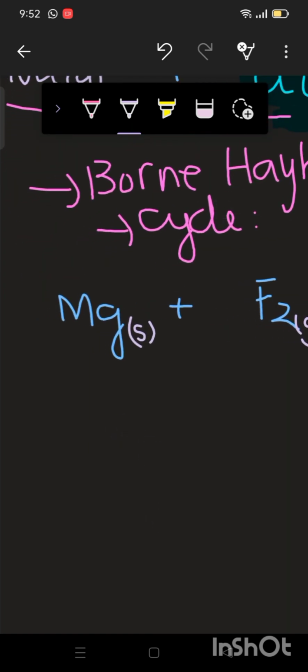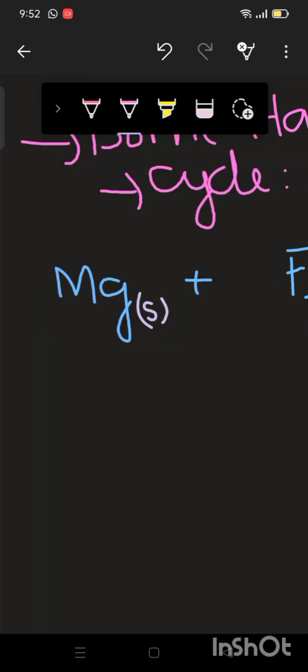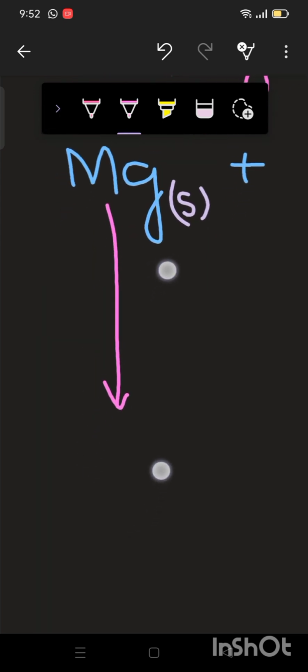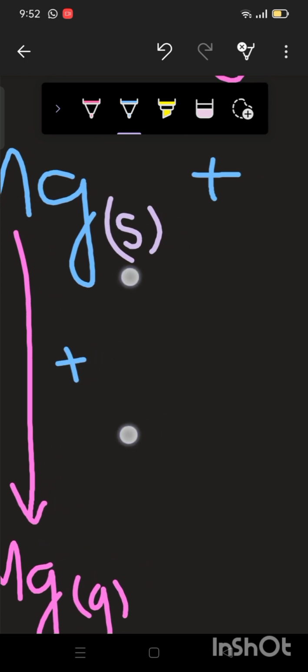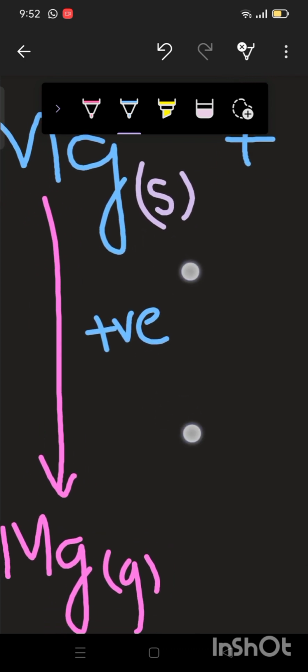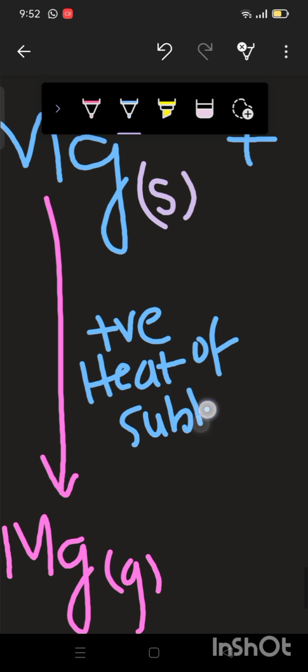So initially we need to convert this solid Mg into Mg in gaseous form. In order to make it gaseous, we need to give it energy, and this energy would be the heat of sublimation.